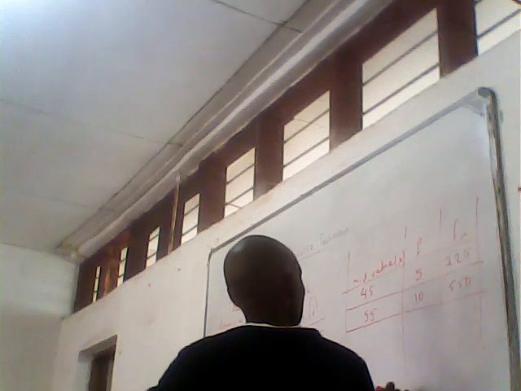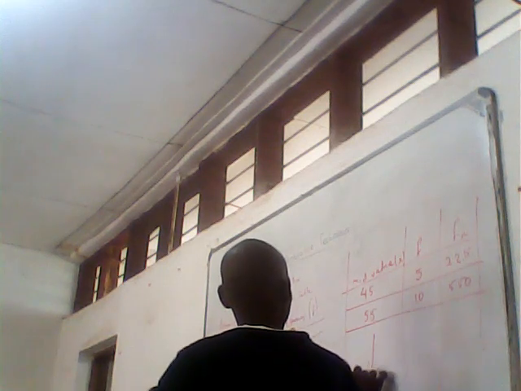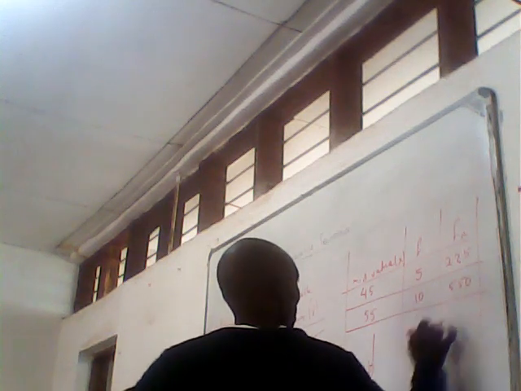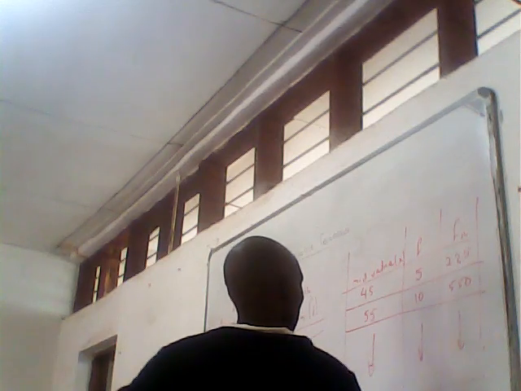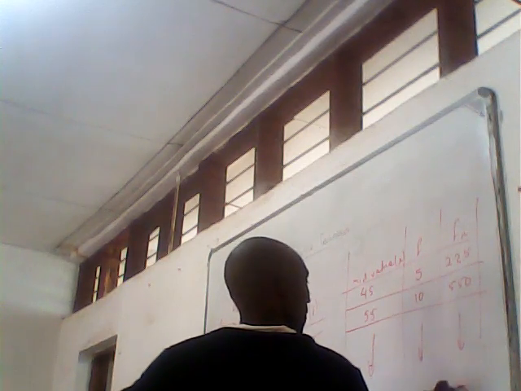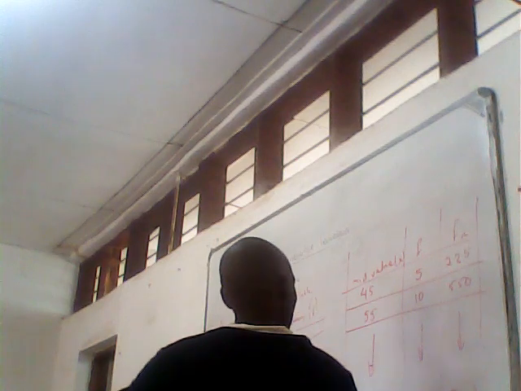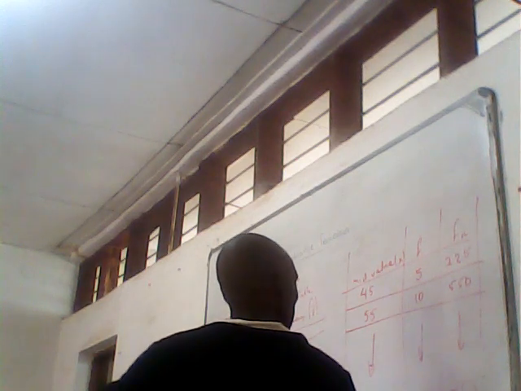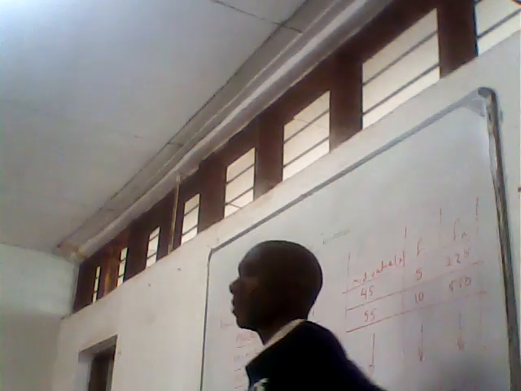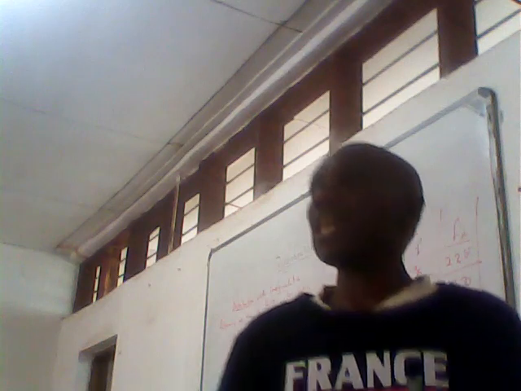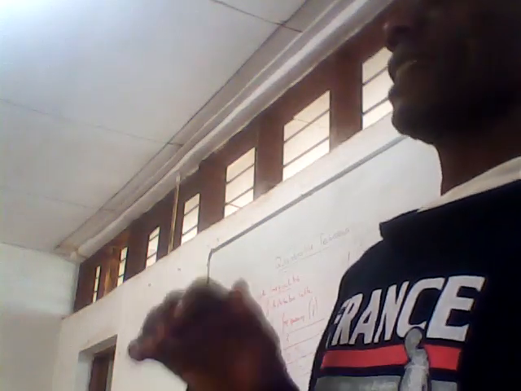Right? You do the same up to the last one. Then add your frequency here, then add your Fx. Find the mean by doing sum of Fx divided by sum of F for this one. You can do that at your own time.